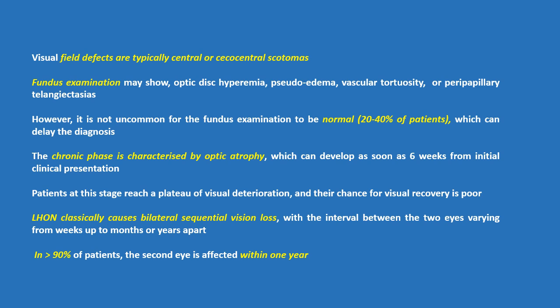LHON classically causes bilateral sequential visual loss, with the interval between the two eyes varying from weeks up to months or years apart. In more than 90% of patients, the second eye is affected within 1 year.